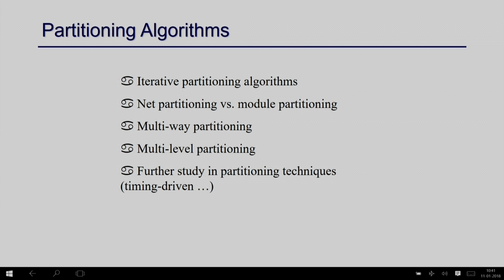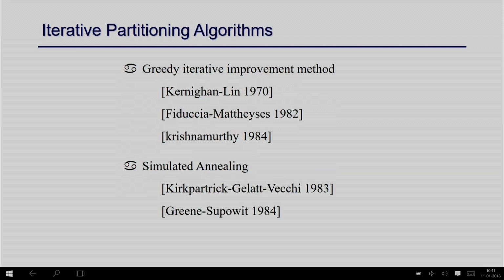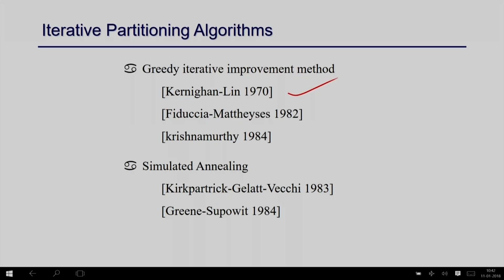There are various kinds of techniques, and if you go into iterative improvement algorithms, there are the Kernighan-Lin algorithm, Fiduccia-Mattheyses algorithm, Krishnamurthy's algorithm, and similarly simulated annealing approaches. It is not possible to discuss all of them here. I will just give you a brief overview of the KL algorithm, which is the simplest version compared to the others, so that you get a brief idea of how partitioning works.